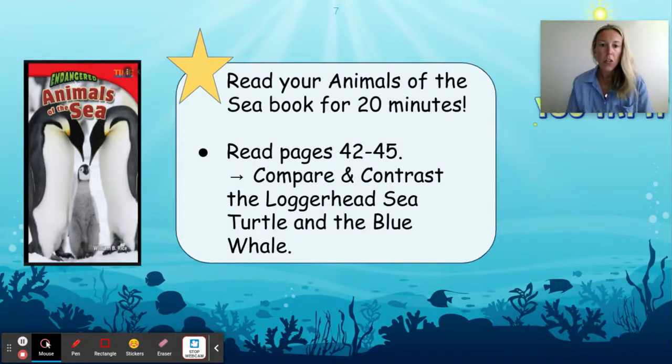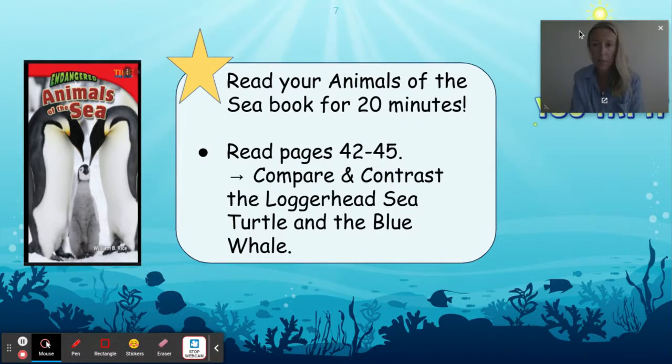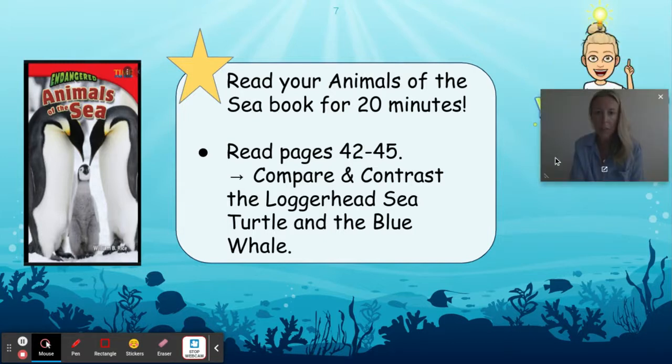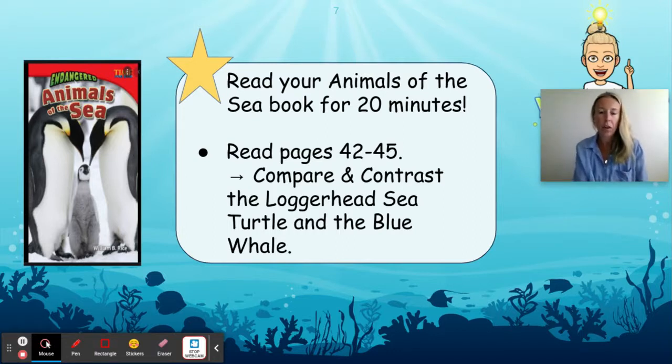So boys and girls, you are going to read pages 42 through 45 again and continue working on this Venn diagram that we started today. In addition to that, you are also going to read your Animals of the Sea book for 20 minutes. When you have completed that, please meet us back for our writing workshop.